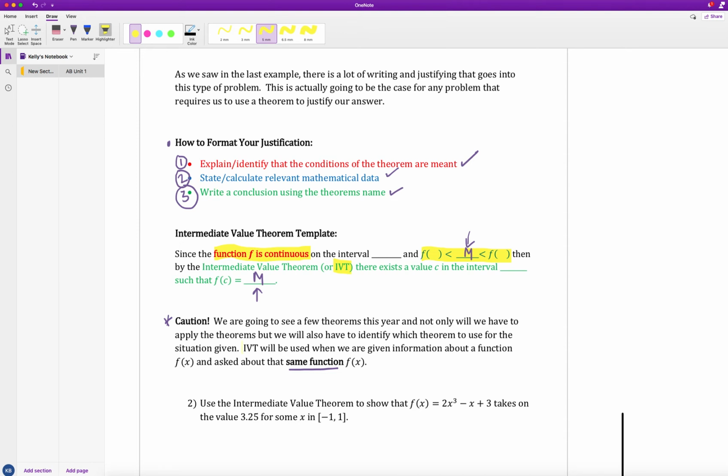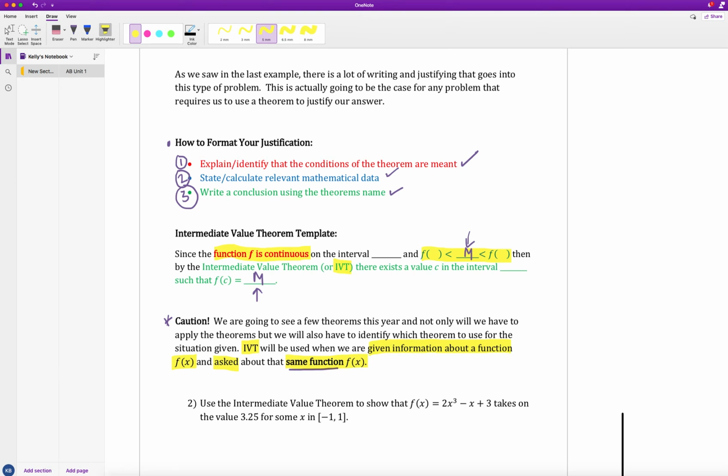This might not make much sense now, but as we see throughout this course and we see a couple theorems, the intermediate value theorem is used when we are given information about a function f of x and asked about that same function f of x. That is very key. So the intermediate value theorem is all about if I'm given information about one function f of x and I'm asked about that same function f of x.